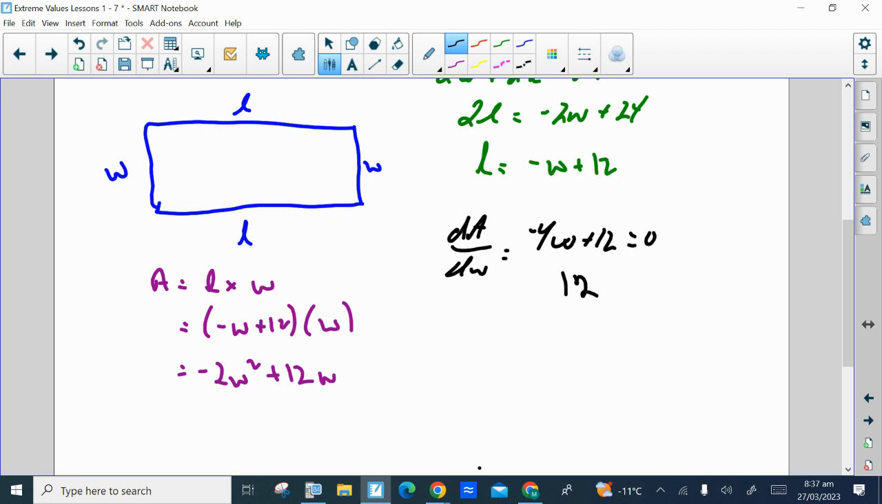Oh, that's a very good point. That's a good question. Thanks for bailing us out. Okay, so the derivative will just be negative 2W plus 12. Yeah, negative 2W plus 12. The derivative is negative 2W plus 12.